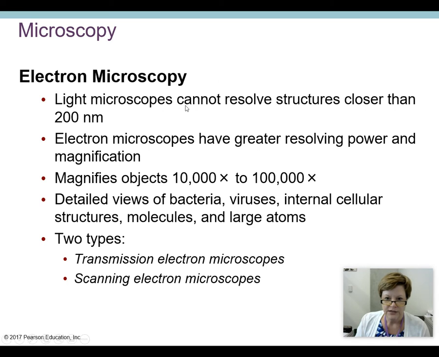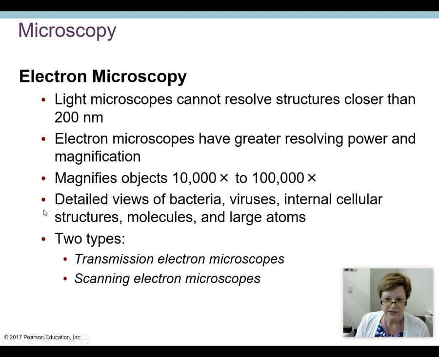Light microscopes cannot achieve a resolution better than about 200 nanometers. And we will talk about what resolution means, resolving power. But they can't resolve anything smaller than 200 nanometers. And so for some structures and for some entire organisms, you need electron microscopes to be able to visualize very, very small structures.